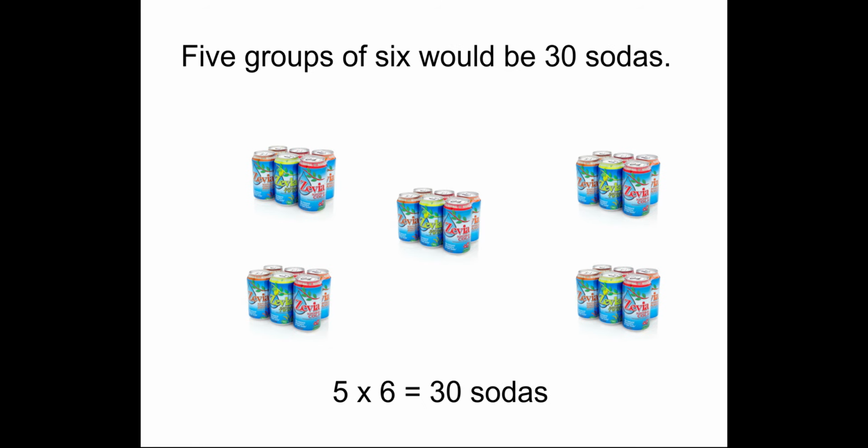So if I need 30 sodas, I'm going to have to buy 5 groups of 6. There would be 1 group, 2 groups, 3 groups, 4 groups, 5 groups. And look at my multiplication equation. I have 5 groups. The first number is always how many groups. The second number is how many are in each group. Well, we already said each one of these has 6. 6, 12, 18, 24, 30. 5 groups of 6 in each. 5 times 6 is 30 sodas in all.